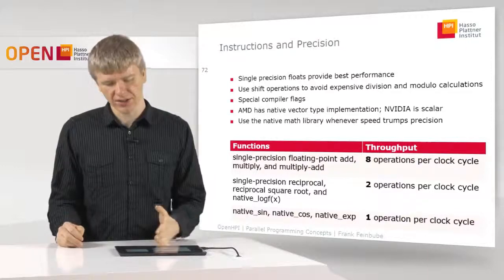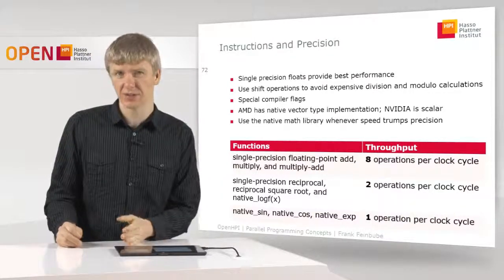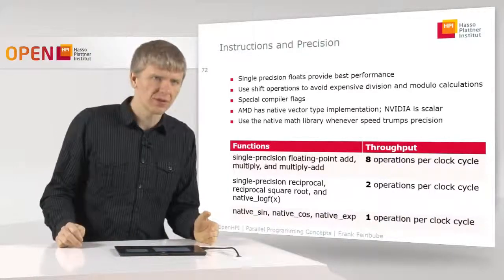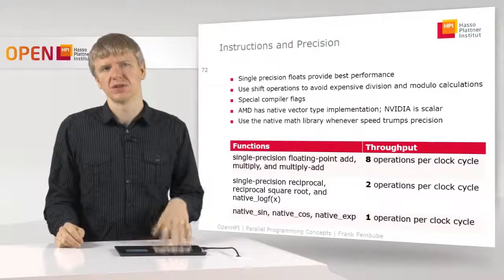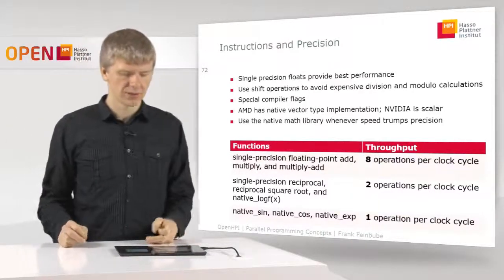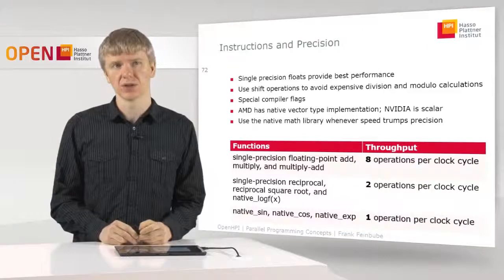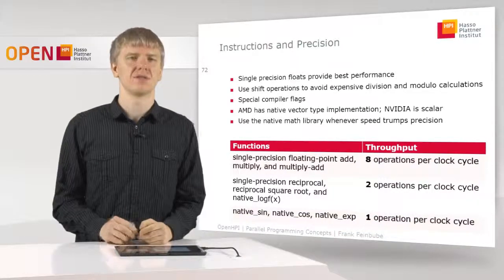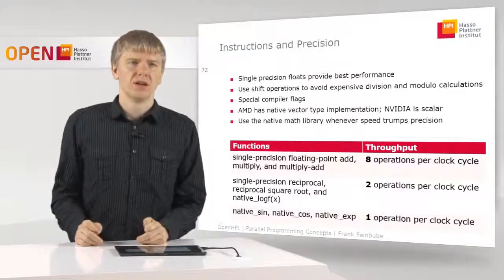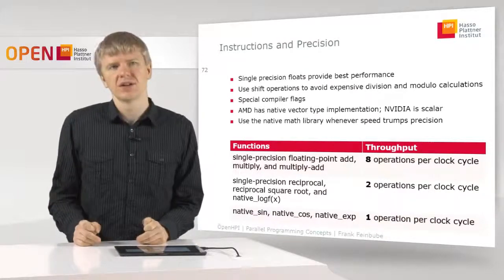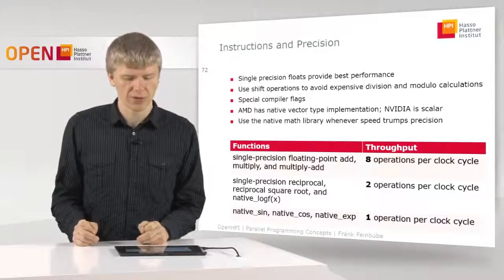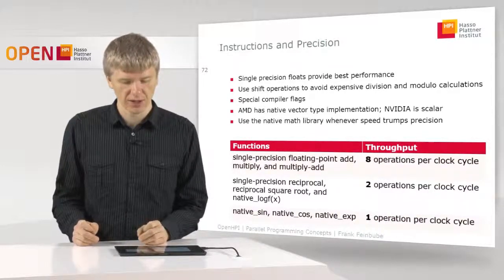Also, dividing is very expensive. Modulo is very expensive. That holds for CPUs as well. And then having shift operations instead of using those is usually a good idea. If you can deal with smaller precision, you can also use those compiler flags. Then a lot is just done by the runtime for you, and you don't have to think about this. And there's also a number of other library functions that you can use in order to get faster.